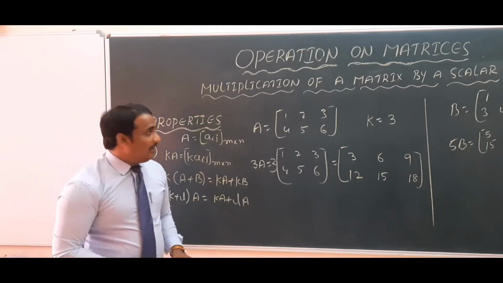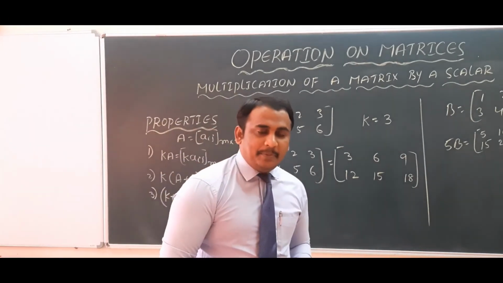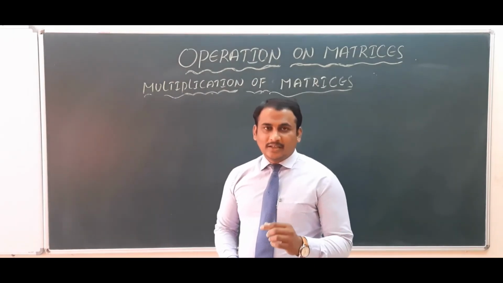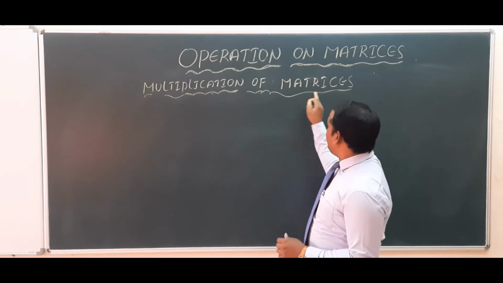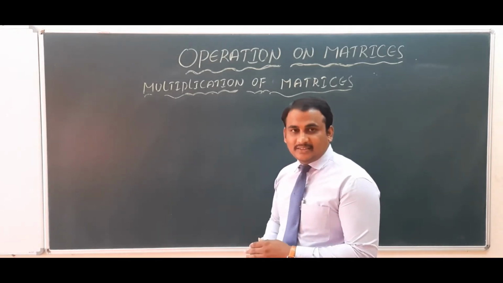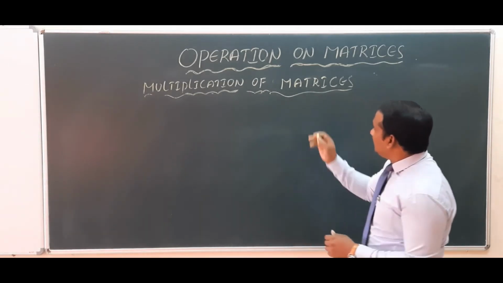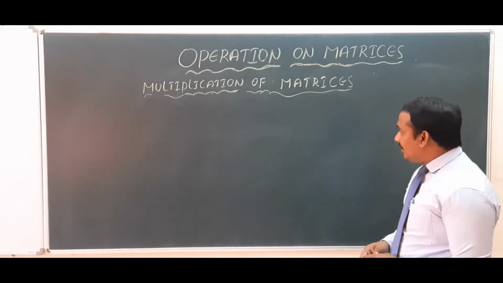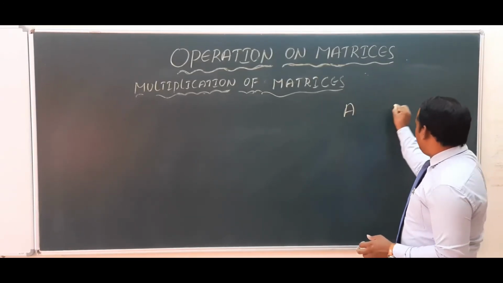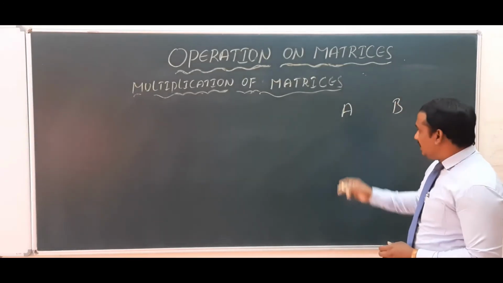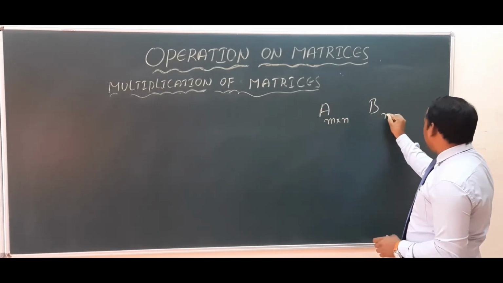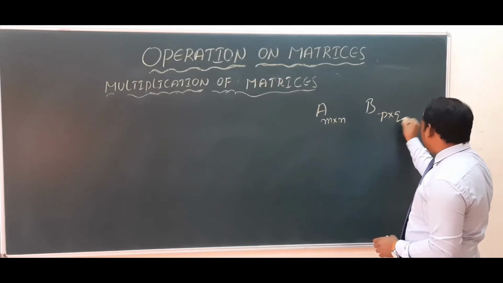Now we will see the last operation, multiplication of two matrices. This is very important in the matrices chapter. Here we will see the multiplication of matrices, or the product of two matrices. Here A and B are two matrices. The A matrix order I am giving as m by n, and the B matrix order is p by q.